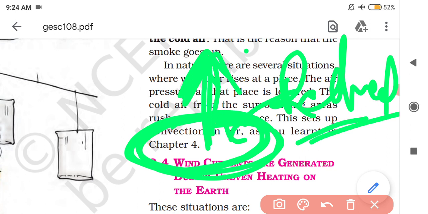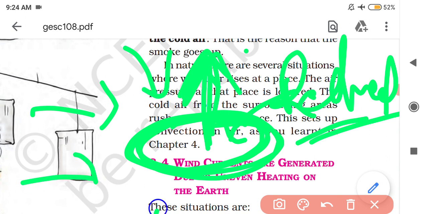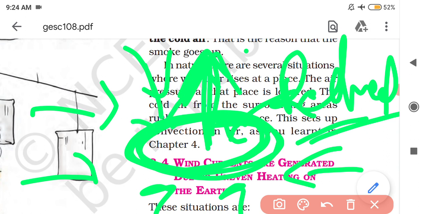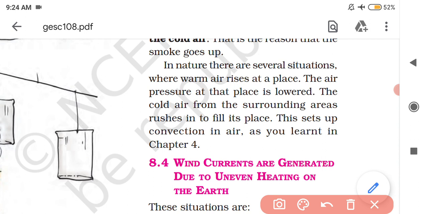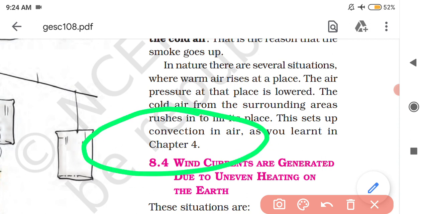But what about the cold air? What about the cold air which is present in the surrounding? The cold air from the surrounding areas is at higher pressure, which will rush in to fill this space vacated by the hot rising air. Initially there is hot rising air, right? Here in this region, hot air was there.